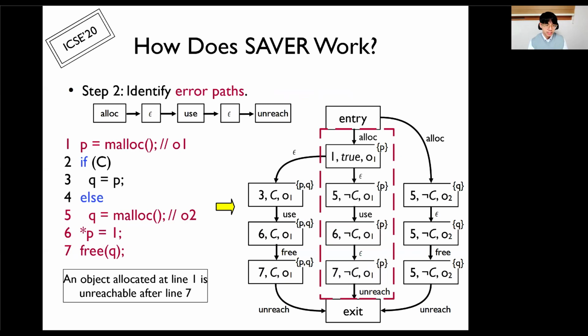Okay, after constructing this object flow graph, Saber tries to find the error path in these graphs. When looking at this sequence of edges highlighted in the red box, we can notice that it is an error path, as this object O1 is allocated and used and is unreachable without being freed, which is the memory leak error.